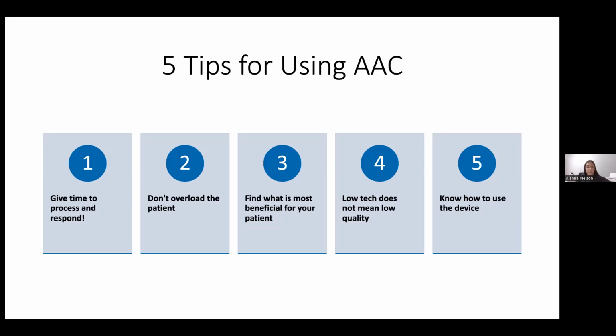When introducing AAC to the patient, you're not only going to have to explain to them what the AAC is and why you're giving it to them, but you're also going to have to show them how it's used, how to navigate the different responses. So if you have a poor understanding of how the system is used, then ultimately it's going to be difficult for your patient to learn how to use it as well.